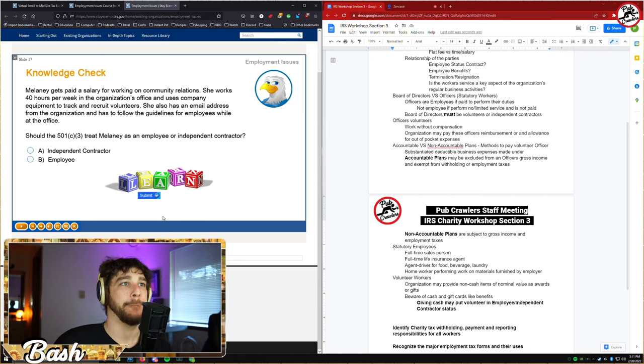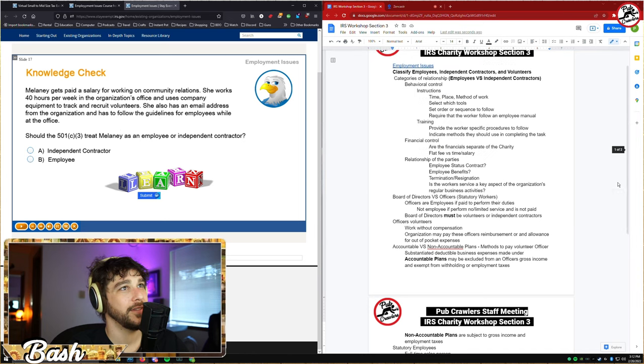I'd definitely say an employee. Kevy? She's paid the salary. She's there for 40 hours a week. Yeah. Everything she uses is from the organization. She has to follow the guidelines for employees. Is she flat fee based or hourly? She works 40 hours per week. She gets paid a salary. It says so right here. And in that last line too, follow guidelines, I would say that's an employee as well.